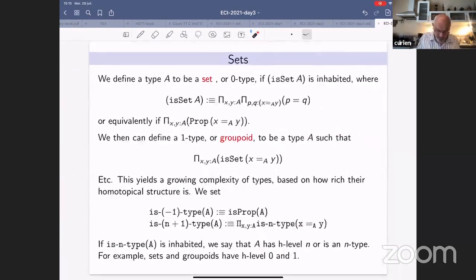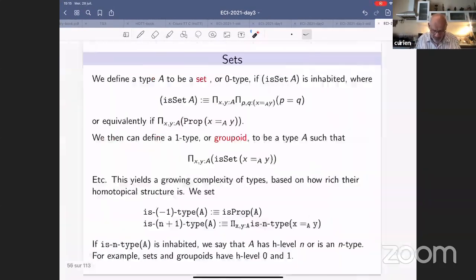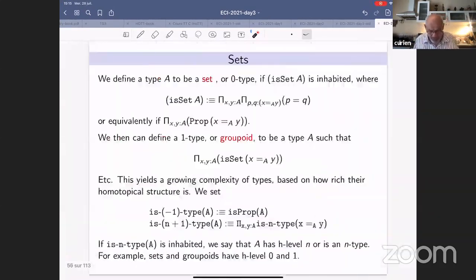Now let me introduce, and I think I will make the break after that, a whole hierarchy of types, starting with propositions. The next step is sets. So what is a set? A set is a type for which the following type is inhabited.